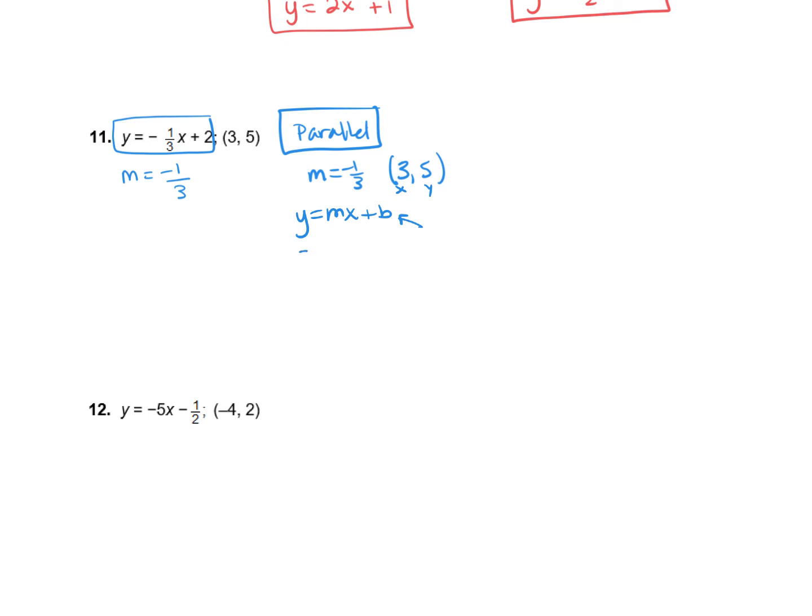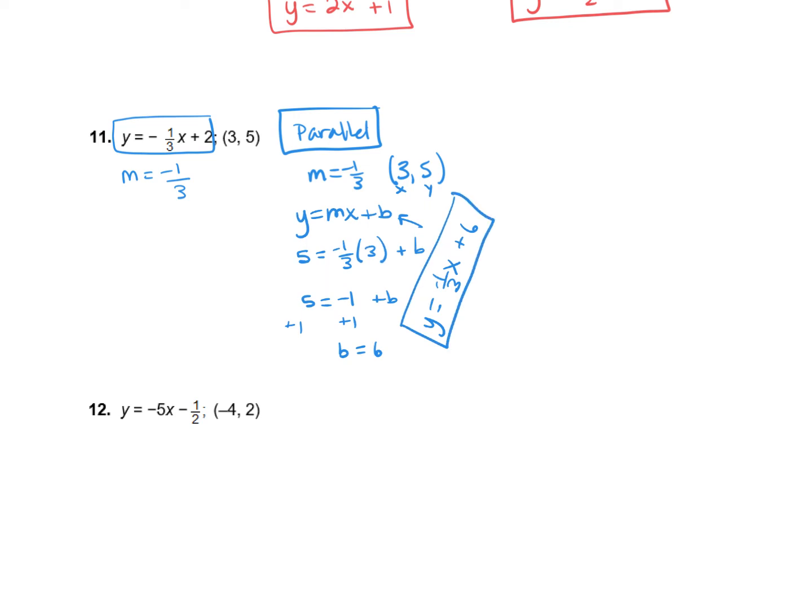So we're going to replace the y with a 5. Our slope is negative 1/3 times our x, which is a 3, plus b. So 5 equals negative 1/3 times 3, which is a negative 1, plus b. We'll add 1 to both sides, so our b, which is our y-intercept, is 6. So this equation is, I'm going to write it slanted, y equals our slope, negative 1/3 x, plus 6 for our y-intercept. There's our parallel equation.